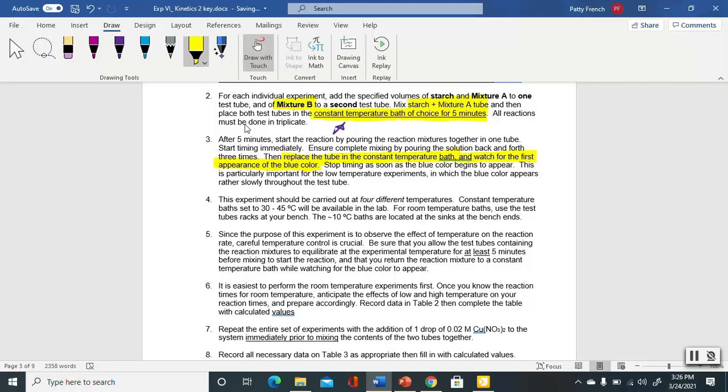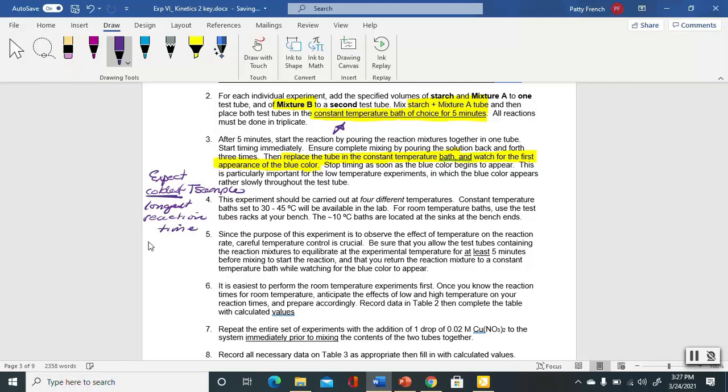Now, obviously, if we think about it, the amount of time that this reaction is going to take is going to differ depending on the temperature. We expect the coldest temperature sample to have the longest reaction time, right? That's what we should expect.